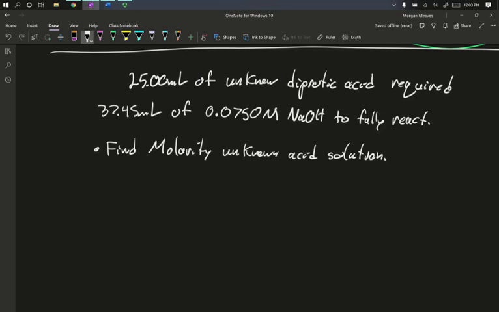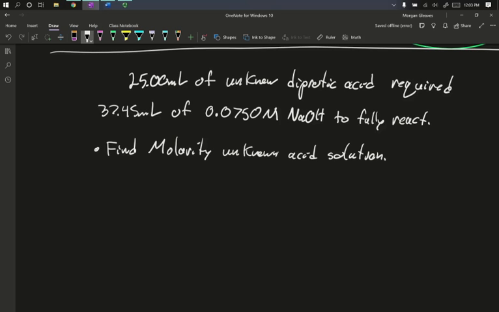In this video, we're going to find the molarity of an unknown acid solution. So we use 25 milliliters of an unknown diprotic acid. And to that, we titrate in 0.075 molar sodium hydroxide until it fully reacts just as 37.45 milliliters is added. So our indicator changes color right then. Our volume added was 37.45 milliliters of the sodium hydroxide.